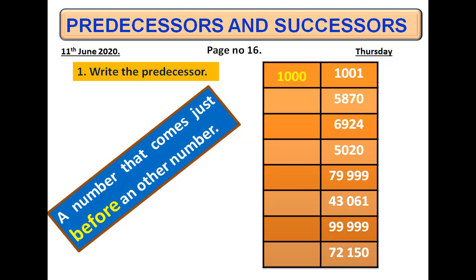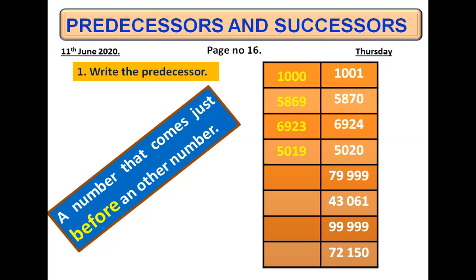The second entry is 5870. What comes before this number? This is 5869. The next number is 6924. What's the number that comes before it? This is 6923. The next number we have is 5020. What's the number that comes before it? This is 5019. The next entry that we have is 79,999. So what comes before this?